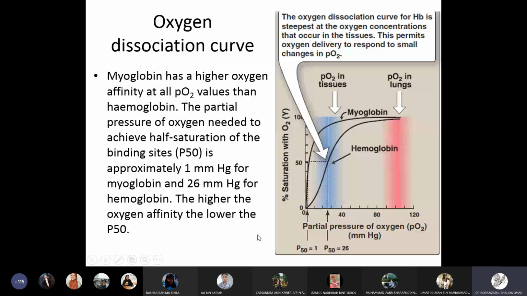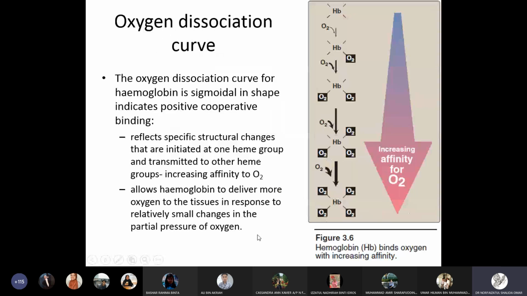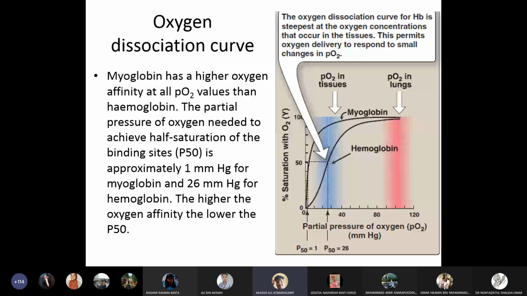Doctor, back on this graph, the number of myoglobin and hemoglobin, is it the total number of myoglobin or is it just one myoglobin in our body? Based on this graph, I think it's only one. Okay. Any more questions? So I hope you understand this concept.